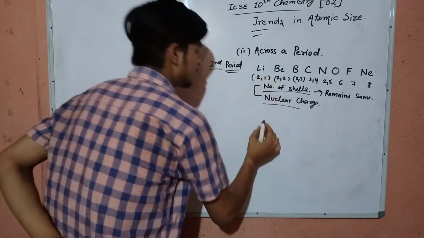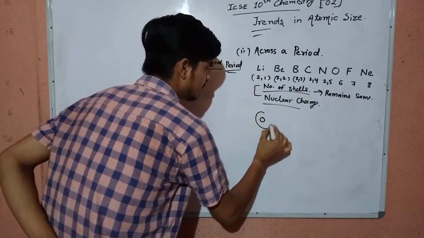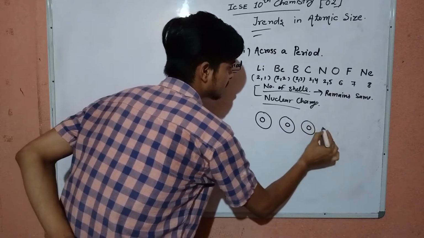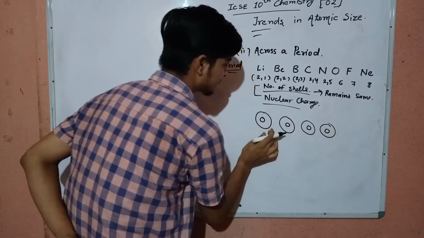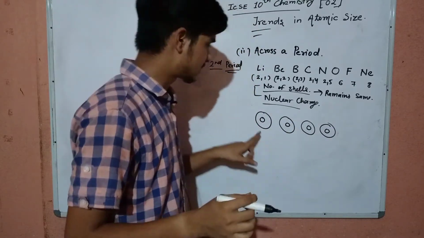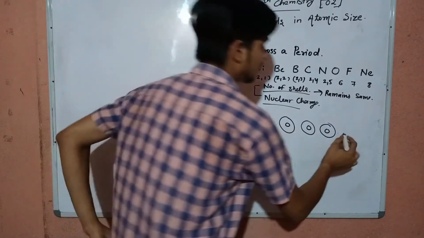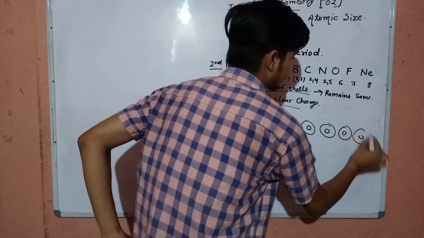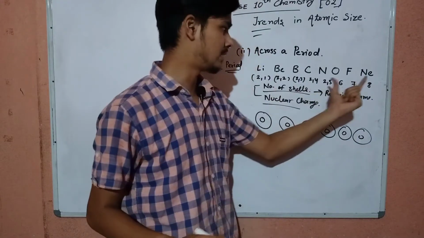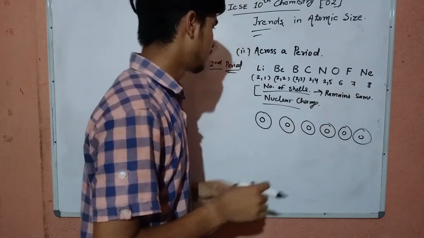Okay, if I draw lithium, it will have 2 shells. It will also have 2 shells. This also has 2 shells. Okay, these are shells. I am not making the nucleus. I am just considering that they are 2 shells. 2 shells, 2 shells. Okay, very good. So here are shells. Every element will have 2 shells only.